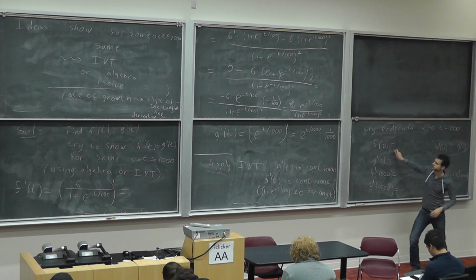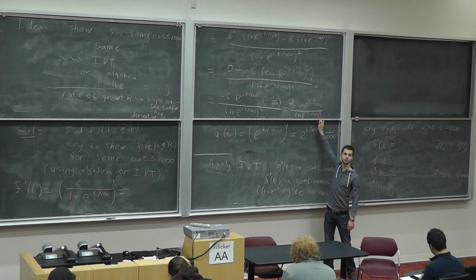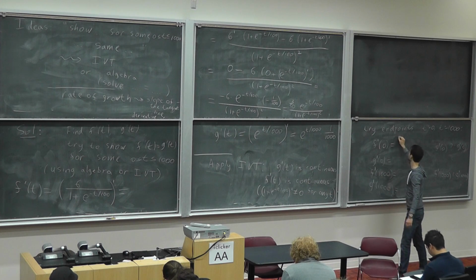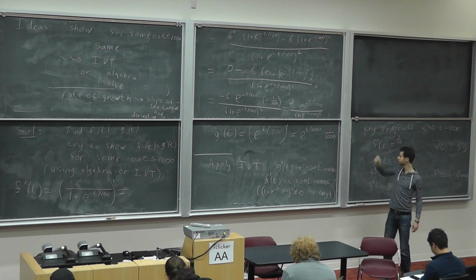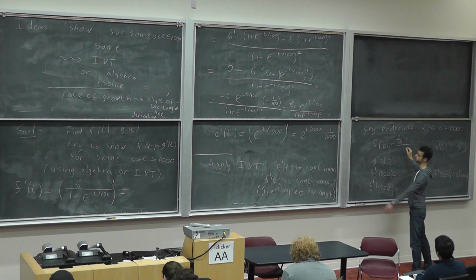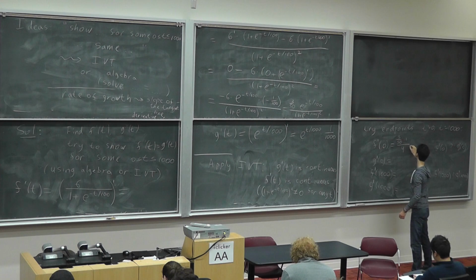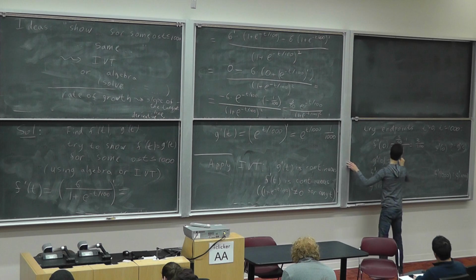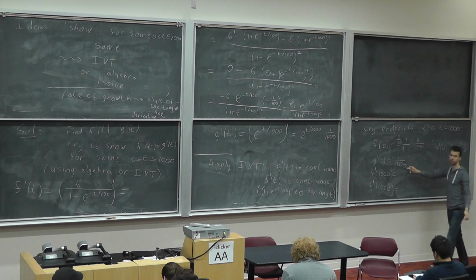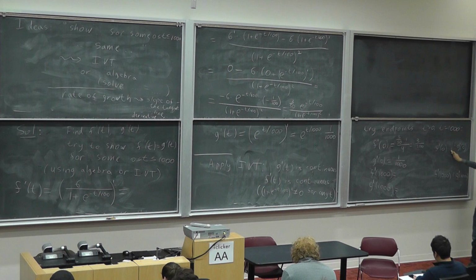So f prime of 0: I plug in t equal to 0 into this formula. I get 3 over 50, e to power 0 is 1, divided by 1 plus 1 squared, so divided by 4. So 3 over 200. g prime of 0 is e to the power 0 times 1 over 1000, so 1 over 1000. So at the point 0, which one is larger, f prime of 0 or g prime of 0? f prime of 0.